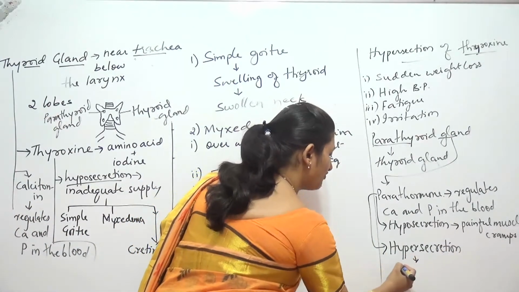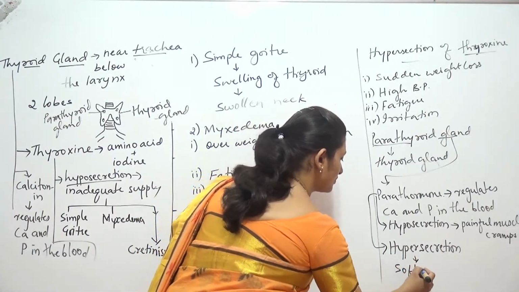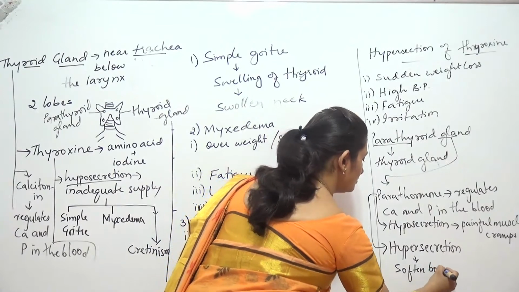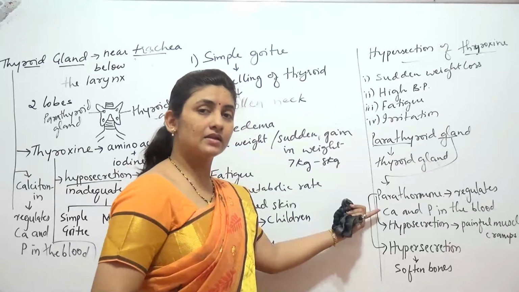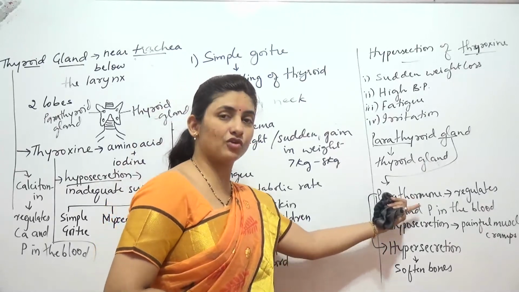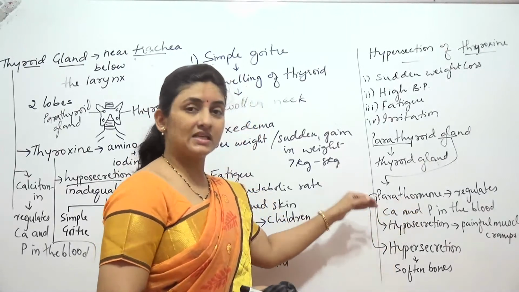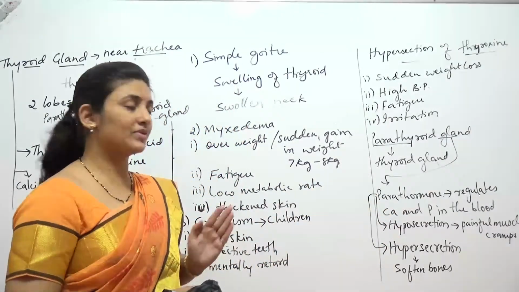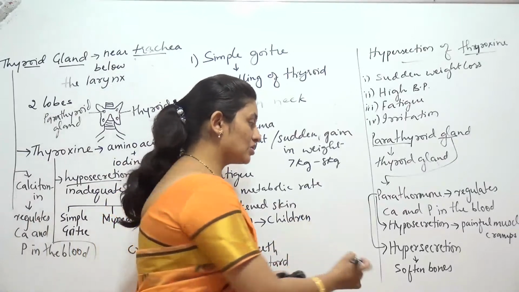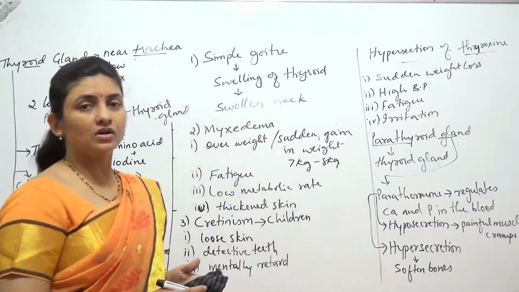This softens the bone. Why? Because as it is increasing the level of the calcium and phosphorus, when the level increases in the blood, it will remove the calcium content from the bones, because of which they soften the bones.